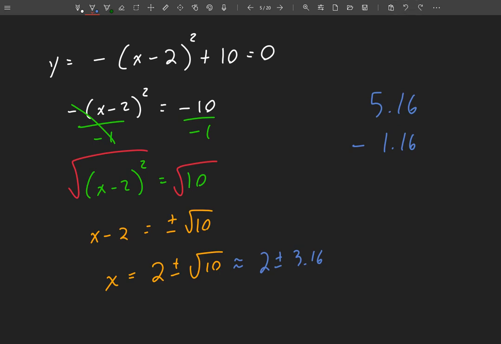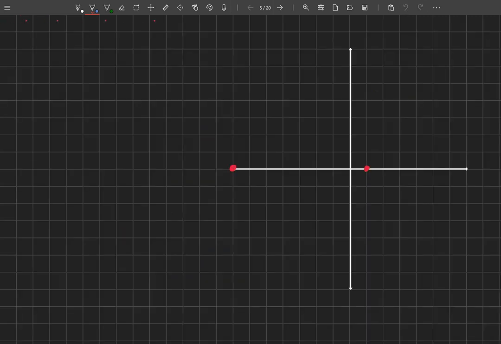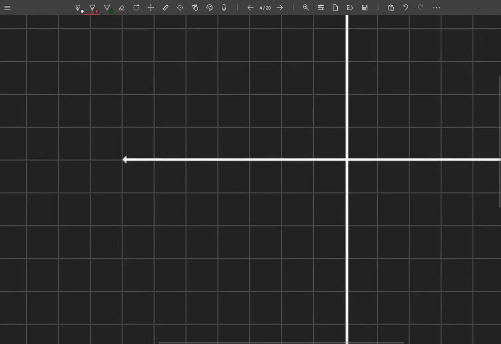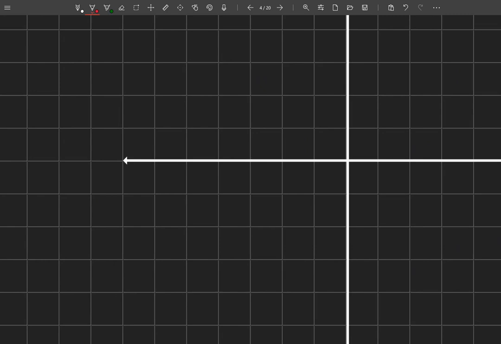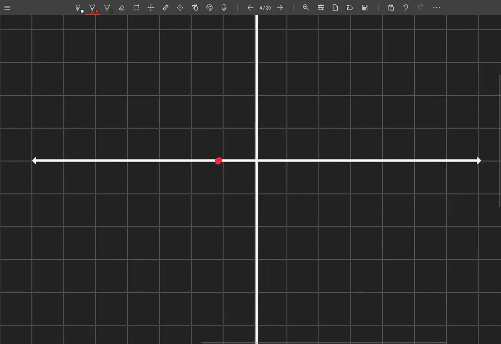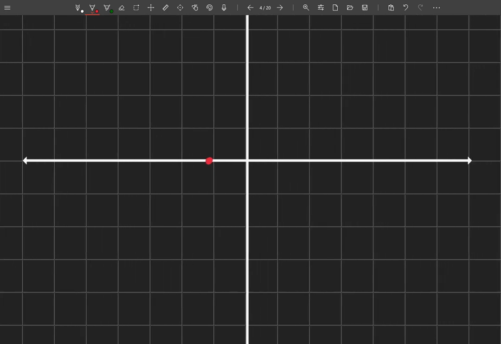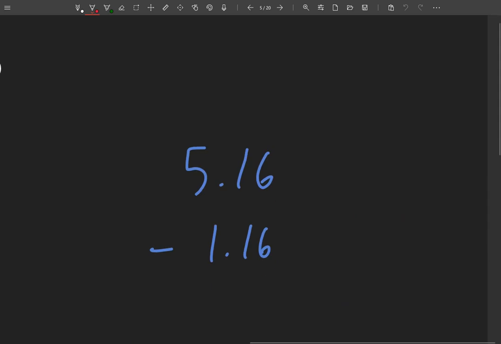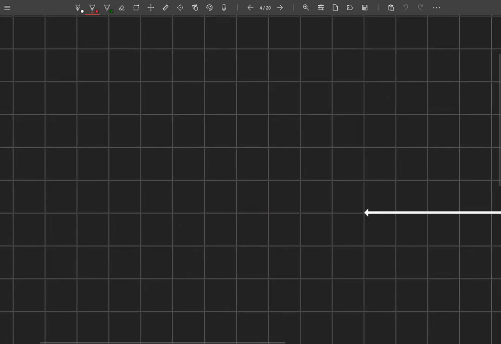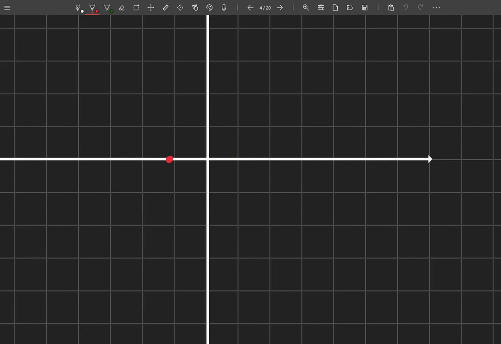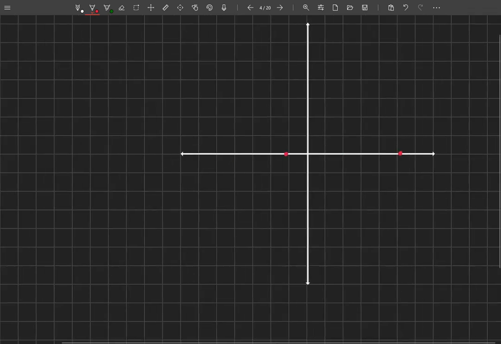So if we wanted to graph this, we'd go over here and get rid of these dots. Delete. So we had negative 1.16, which is about here, I guess, just outside that. And then we had 5.16, if I remember correctly. Oh, yes, 5.16. Sorry for the craziness that was just that. 1, 2, 3, 4, 5. A little bit more. And there we are. And those are my roots.